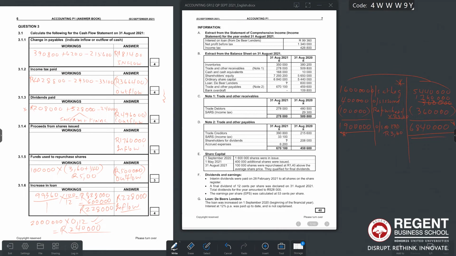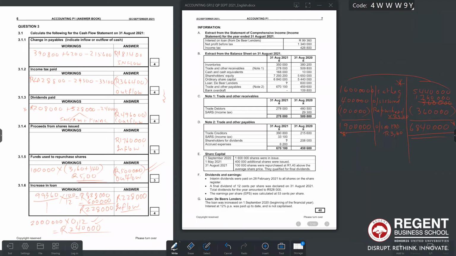99,360 was the interest for 1 year. I want to know what the 100% was, times 100 over 12. So that means the loan now is sitting on 800. Yes, we did use the 5 rand, and that's how this is here. If you look at it, I used 5 rand and I got 500,000. Okay, to answer that question from Teresha, we used 5 rand, and that's our answer, 500,000 for 3.1.5.